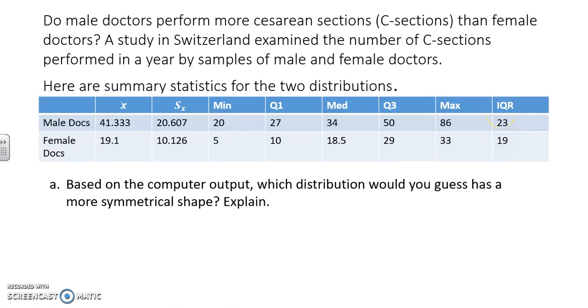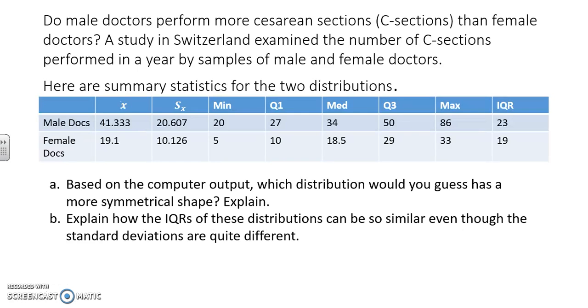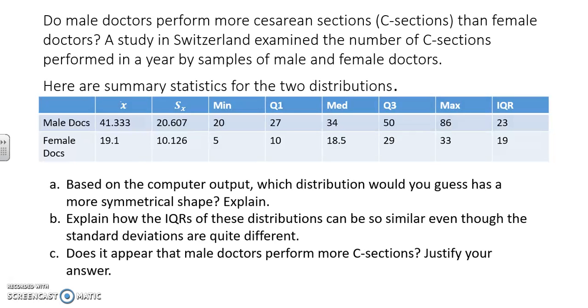First question, based on the computer output, which distribution would you guess has a more symmetrical shape? Pause the video and write your answer. Explain how the IQRs of these distributions can be so similar even though the standard deviations are quite different. Think about what we talked about in terms of centers and measures of spread being resistant or non-resistant to skewing or outliers. And lastly, does it appear that male doctors perform more C-sections? Justify your answer. I can't wait to see your responses.